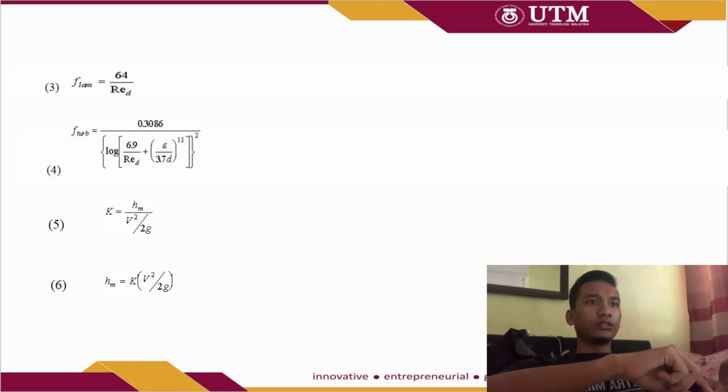For the third equation, for the laminar flow, the exact theory for the friction factor results in an expression which is independent of relative roughness. So this is the third equation. Next, for fully turbulent flow, an adequate expression for friction factor is more difficult to determine from theory. An accepted practice is to determine the friction factor from the Moody chart for pipe friction.